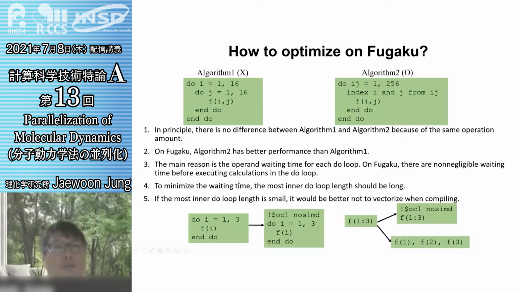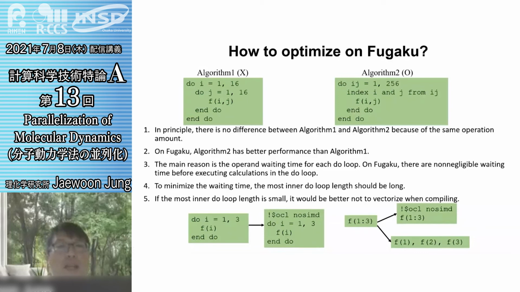So in your program, maybe there are many small do loops like this one. For example, 1 to 3. Or in Fortran, you can also write something like this from 1 to 3 in this way. The loop length is very small, just 3. So in this case, we found that not optimizing is better when you use the Fujitsu compiler. So in this case, we just assign the no SIMD directive for each do loop. So then in this way, we could increase the performance.